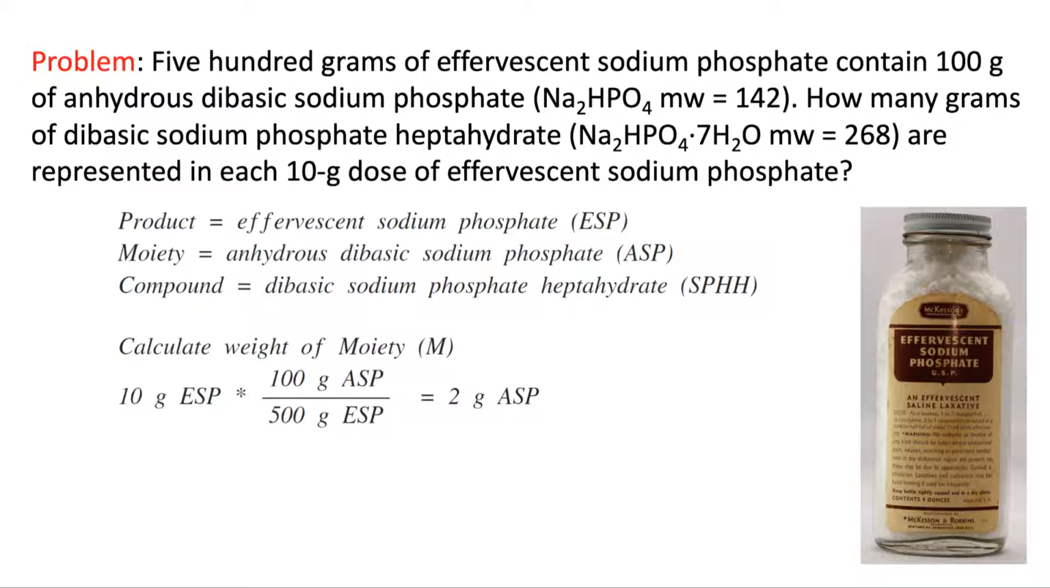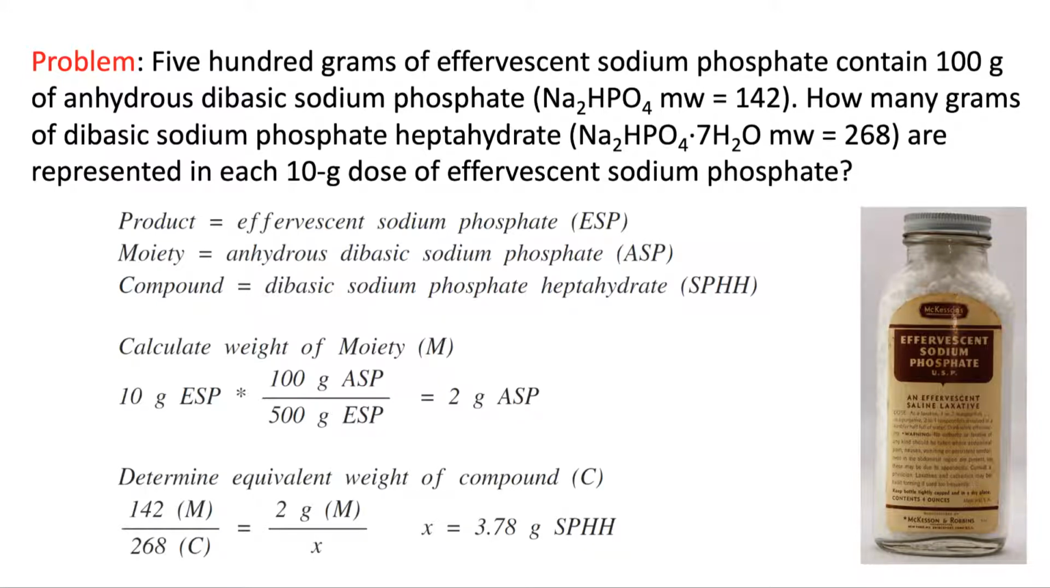Well, that's easy. We're just going to set up the ratio of their molecular weights. So the molecular weight of the moiety, the ASP, was 142. And remember, we always put moiety over compound. So let's put 142, that represents the moiety, over the molecular weight of the compound, which was the SPHH at 268. So 142 over 268 should be equal to, in this case, we have the weight of the moiety.